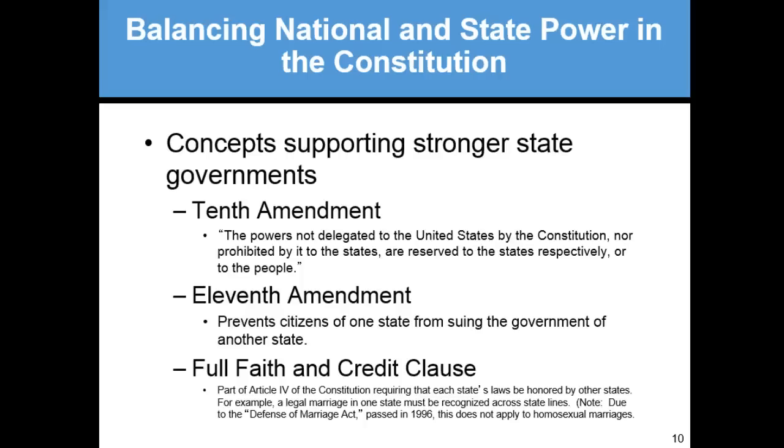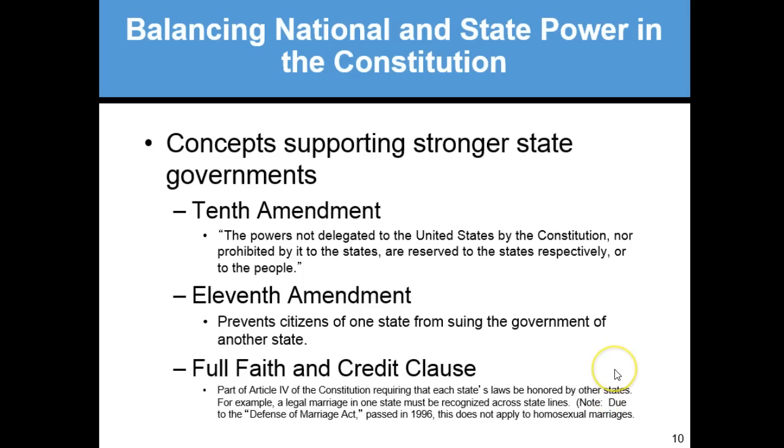So let's look at some concepts that support a stronger state government. The first is the 10th Amendment, which says that the powers that are not delegated to the United States by the Constitution, nor prohibited to it by the states, are reserved to the states or to the people. Which means if it isn't specifically given to the federal government and isn't forbidden to the states, it belongs to the states. Good example, education. The 11th Amendment prohibits citizens of one state from suing the government of another state.